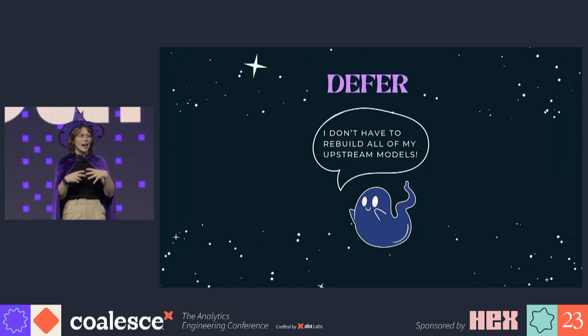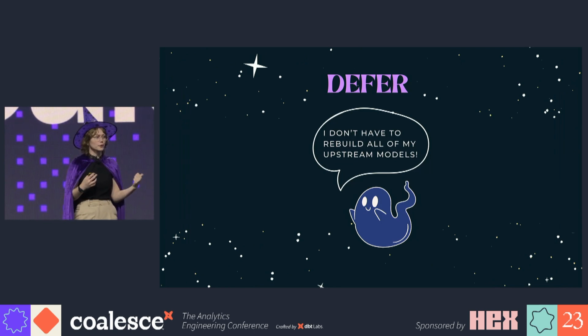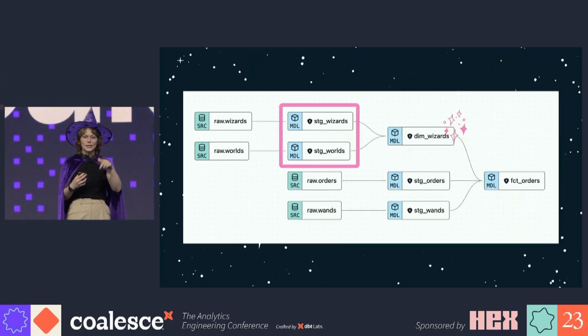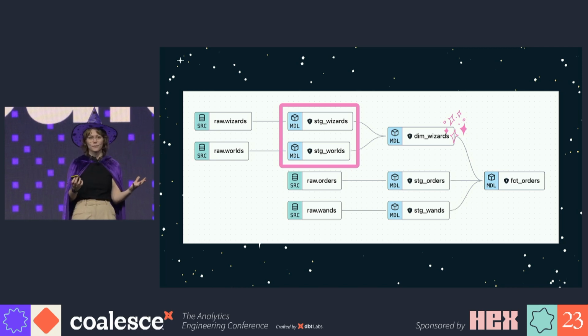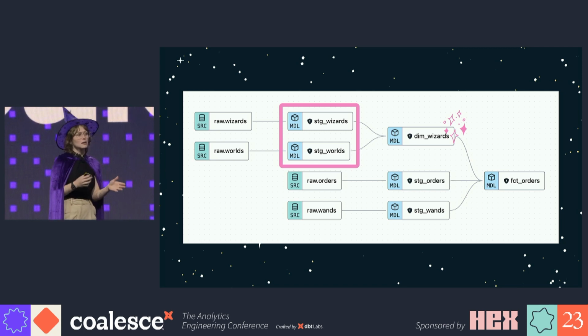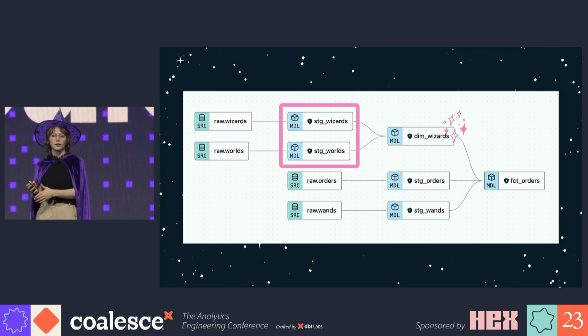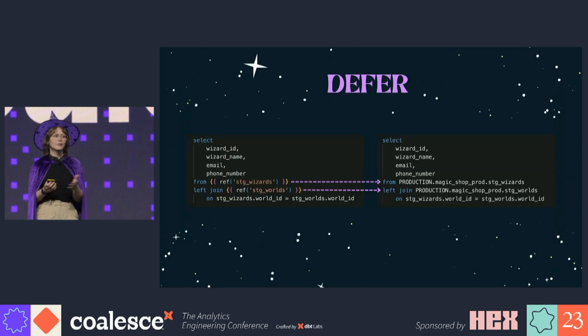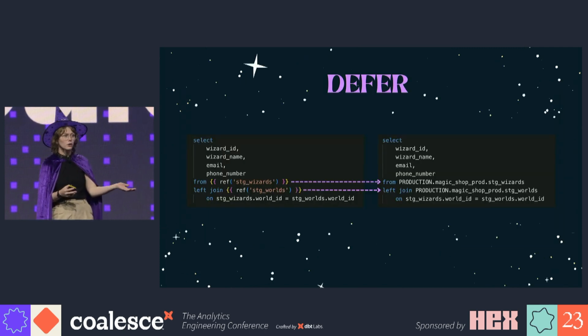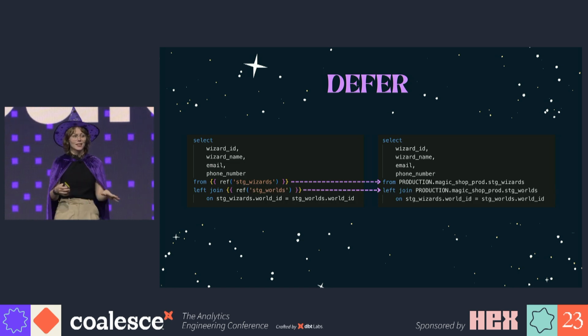Deferral ensures that I don't have to rebuild my upstream models. So if we remember that dim wizards depends on stage wizards and stage worlds, I don't want to rebuild either of those models. I didn't make any changes to them. So instead, I can substitute in my production version of these models to reference instead. That's deferral. So my ref macro, which identifies the dependencies between models in my dbt project, will compile to my production version of stage wizards and stage worlds, meaning I don't have to waste warehouse spend rebuilding models that haven't even changed.